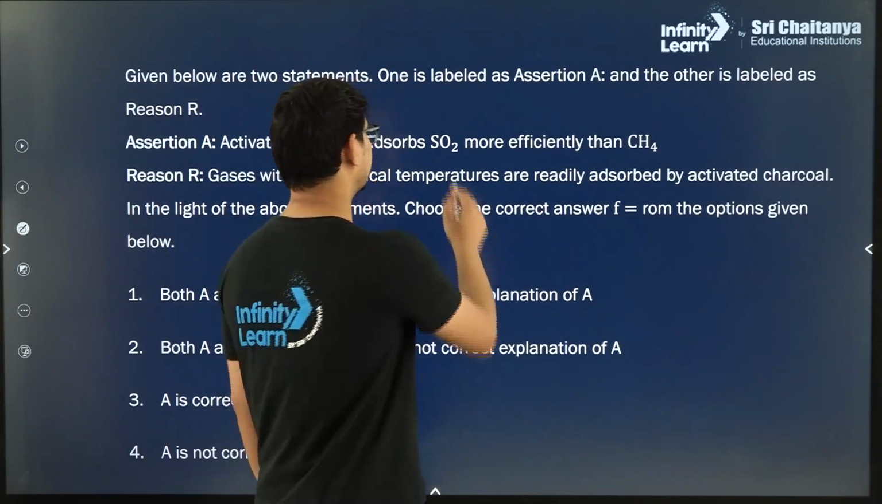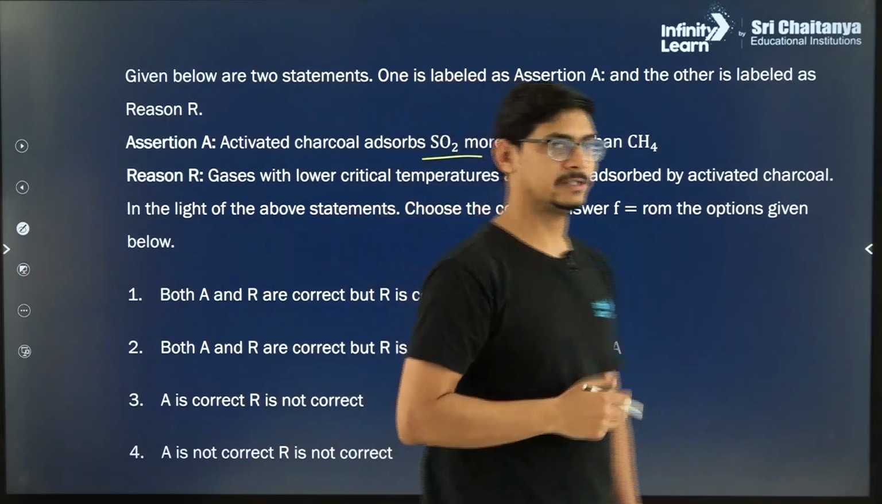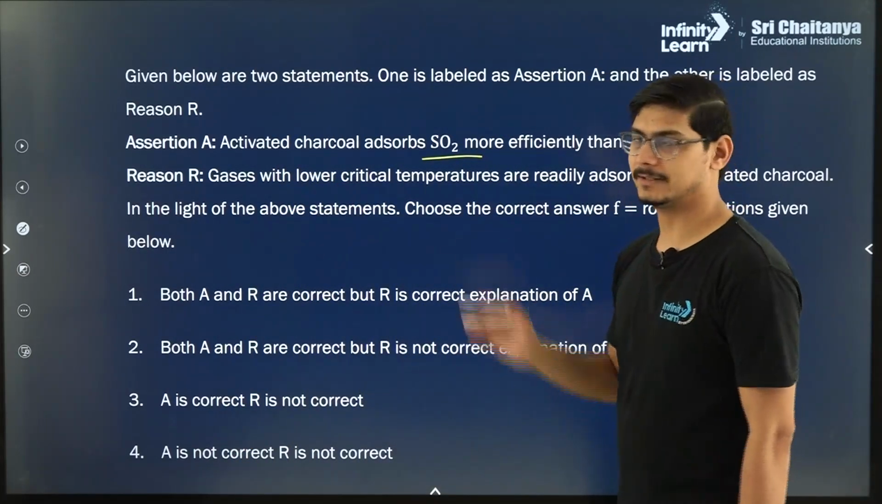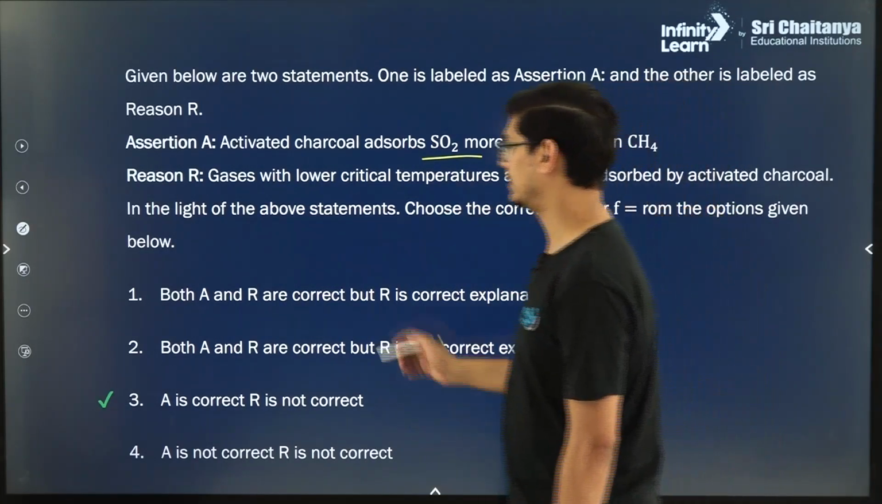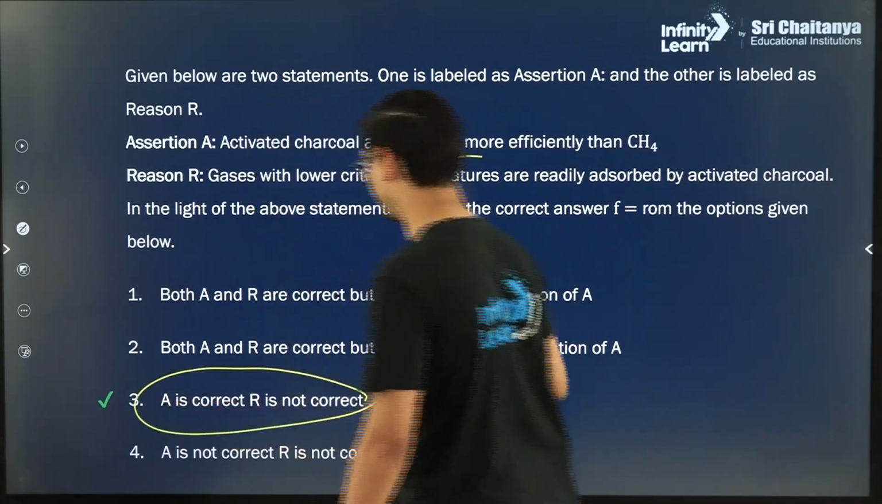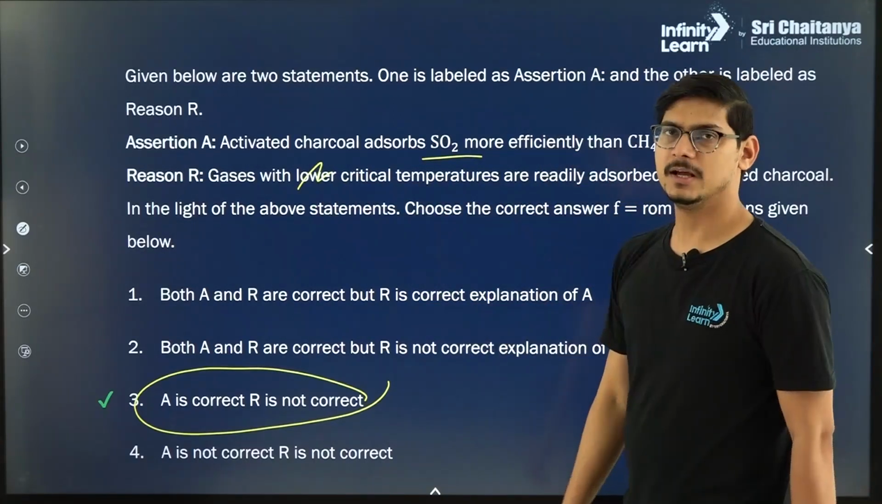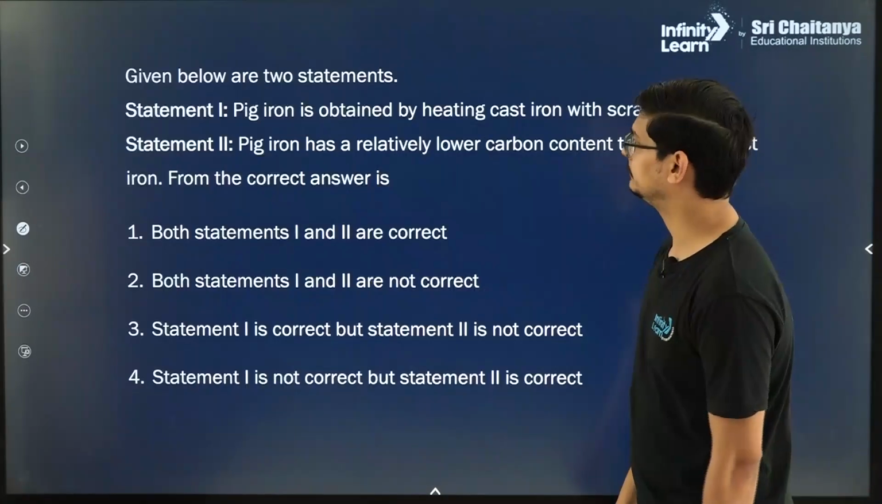Activated charcoal adsorbs sulfur dioxide more efficiently than methane. Yes, because the attractive forces are more for sulfur dioxide. And please remember that critical temperature is proportional to attractive forces. So assertion is correct, reason is not correct, right? Gases with high critical temperatures are adsorbed more easily.